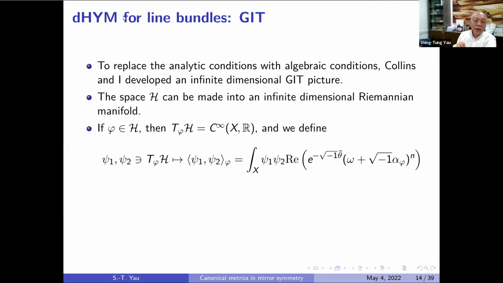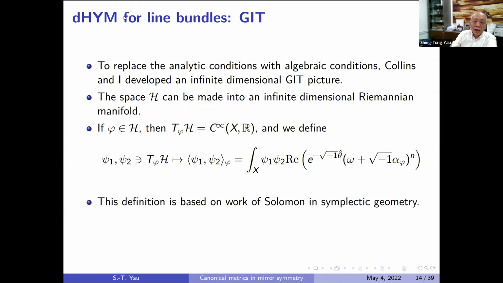So what would that be? We define H, and then we look at the tangent space of H, this infinite dimensional manifold. The tangent space is clearly just smooth functions. We define a pairing on the tangent space by the integral of psi 1 times psi 2, the real part of the whole thing. The real part is supposed to be positive, so this is a well-defined pairing. This definition is motivated by previous work by Solomon in symplectic geometry, but I think it went back to Simon Donaldson and several other people.